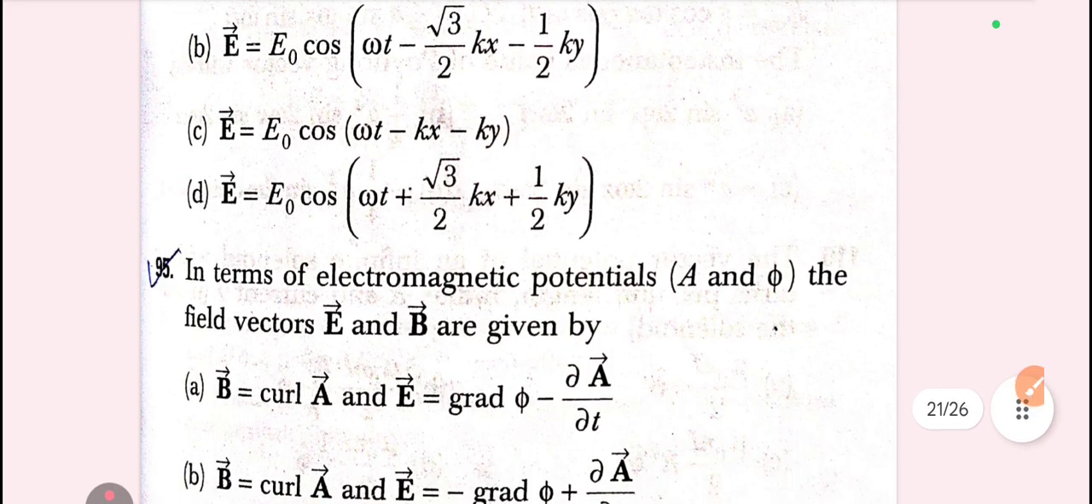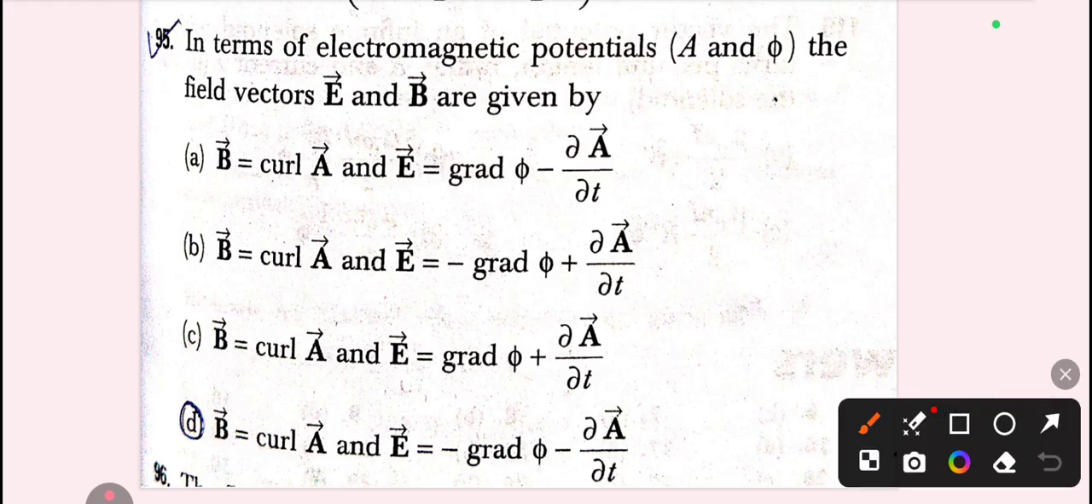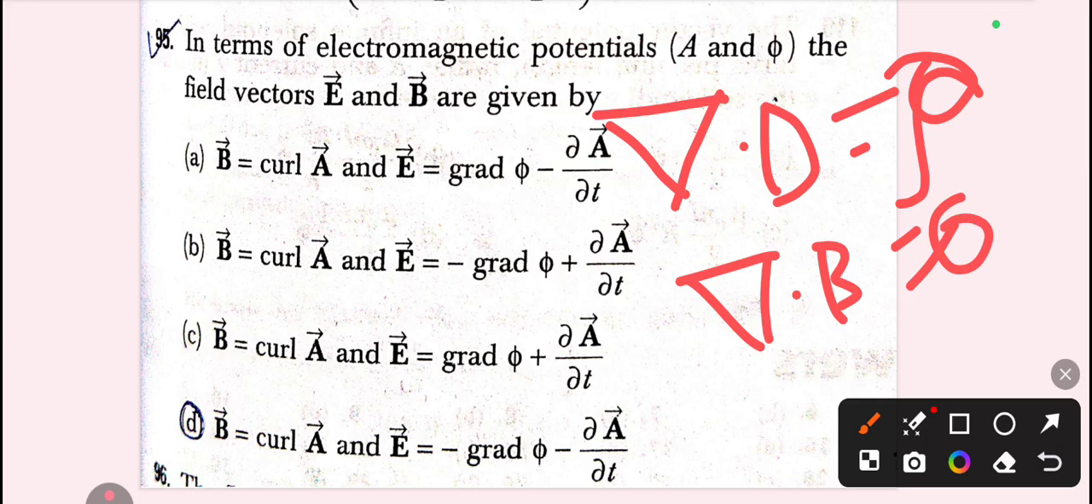Question number 95. Yes, the 95 question. This is a very important question. Maxwell equation, we have del dot D equals to rho. If in terms of E, then del dot E equals to rho over epsilon naught. Then we have divergence, del dot B, which is equals to 0, that is the monopole does not exist.